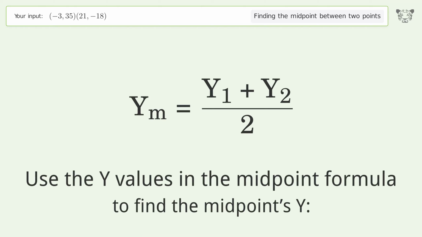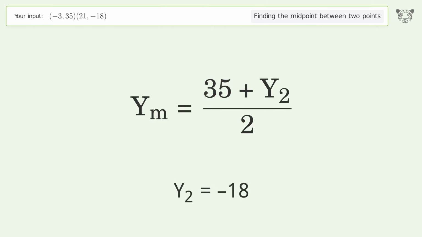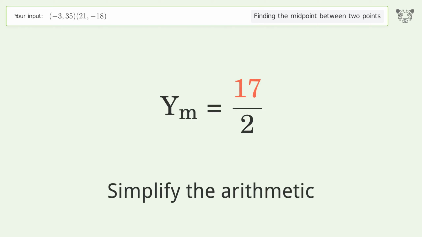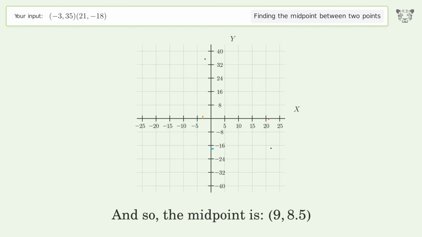Use the y values in the midpoint formula to find the midpoint's y. y1 equals 35. y2 equals -18. Simplify the arithmetic. And so, the midpoint is 9, 8.5.